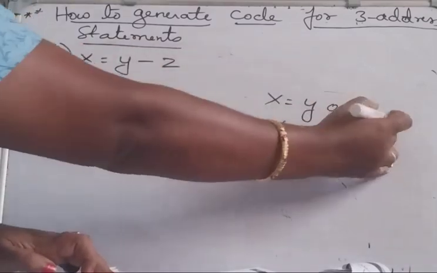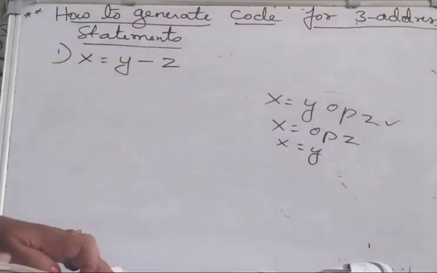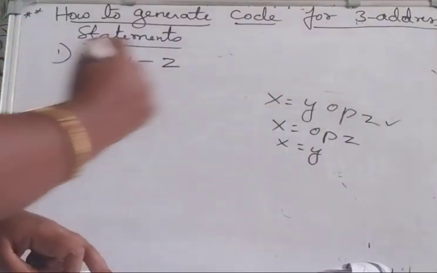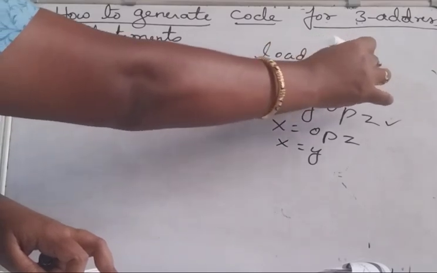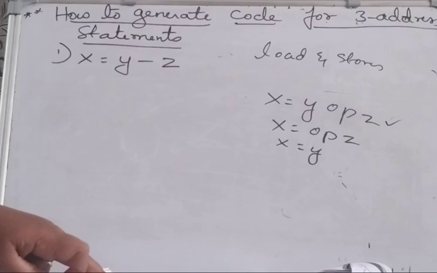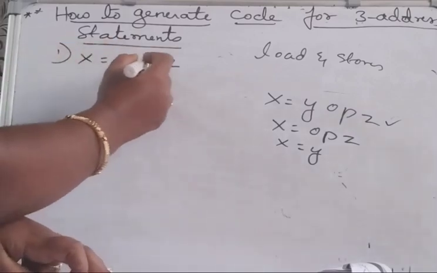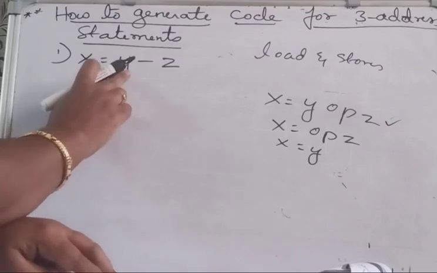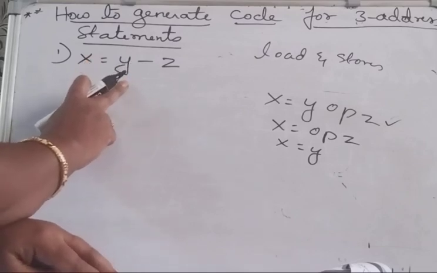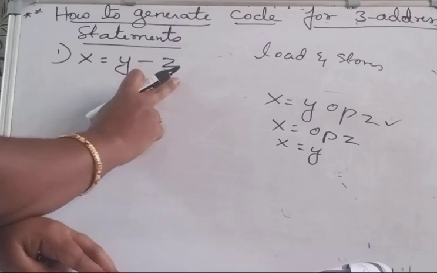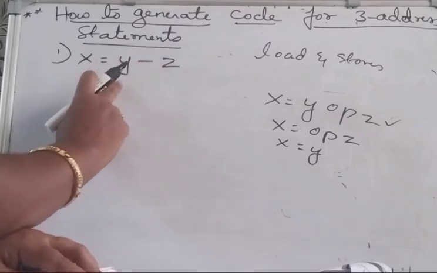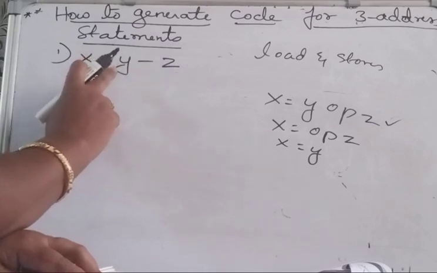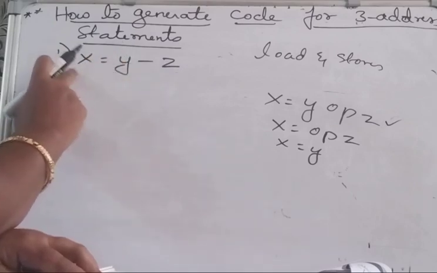So it is of the first form. Now how to do this? To generate the code, we make use of load and store instructions, and some branching instructions and some arithmetic instructions. First, I am going to load the value of y into a temporary register, then the value of z into another temporary register. Then I am going to perform the subtract operation on these two, and then assign that result to the variable x.